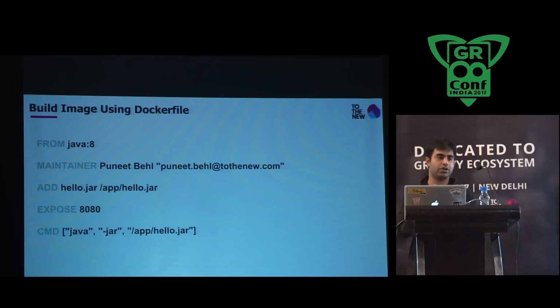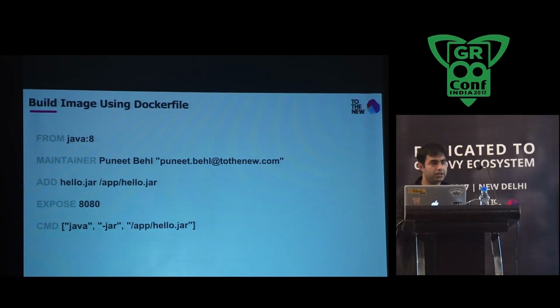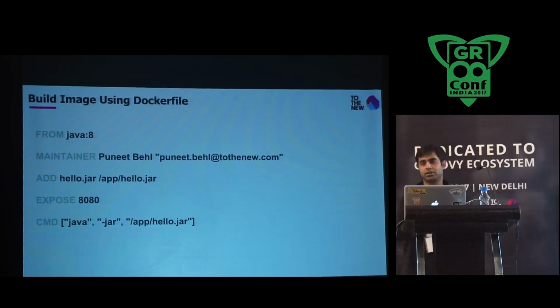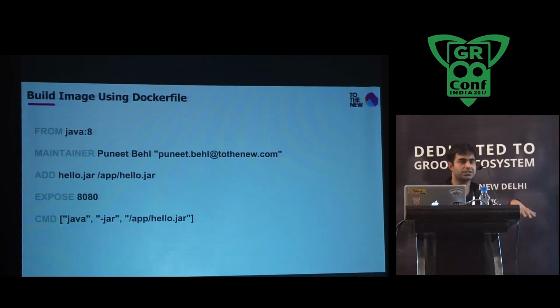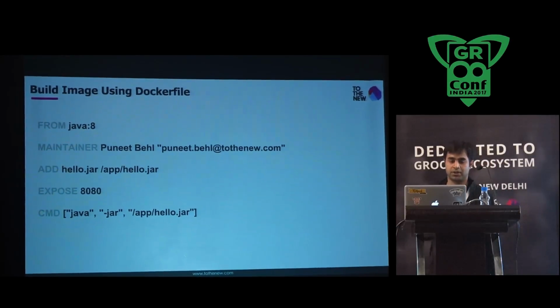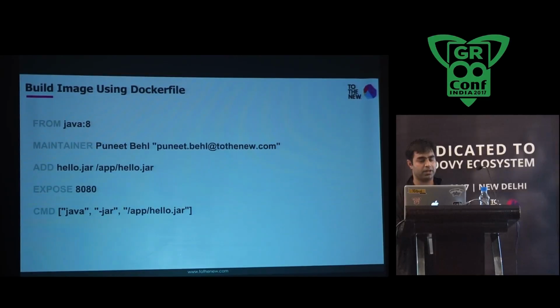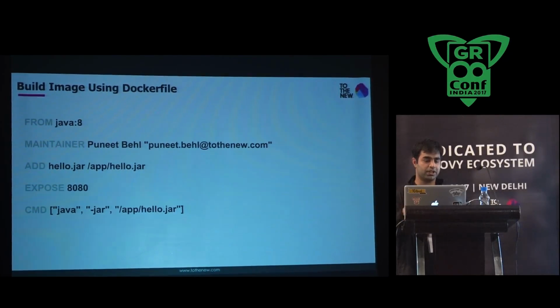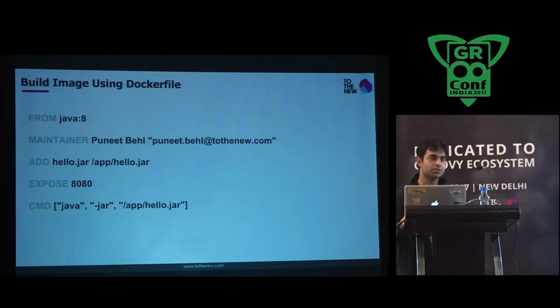Another way is to create a Dockerfile which has all the required commands. For example, it's a blueprint to create a new image from an existing one. So you might want a customized image for your own application. So I'm saying, hey, from Java 8, who is the maintainer, add this jar into this image, expose port 80, and use this command when you are running this image. Okay?